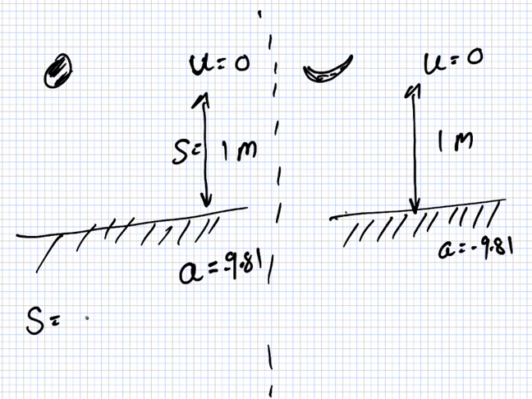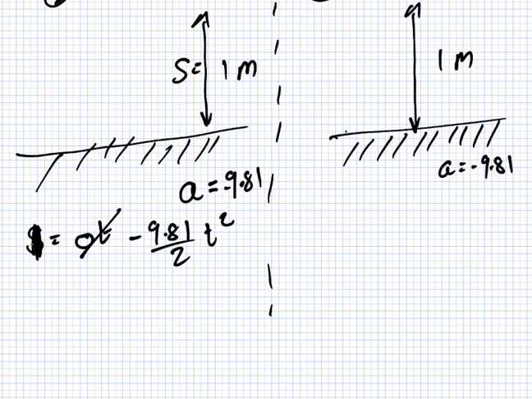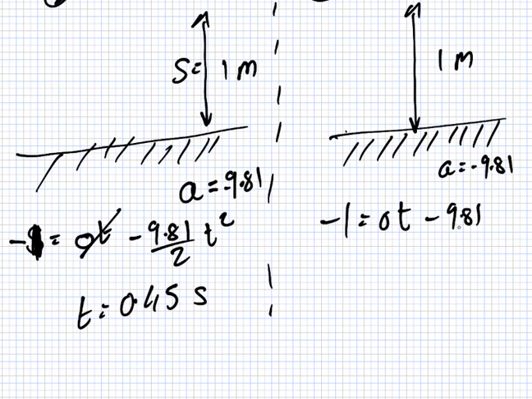What formula can I use here? S equals UT plus a half A T squared. Oh, and the S is 1. Well, technically minus 1 because it falls 1 meter. So 2 divided by 9.81 square root, and I get an answer of T equals 0.45 seconds. Now if I do the same calculation here, S equals UT plus a half A T squared, you get the same answer.